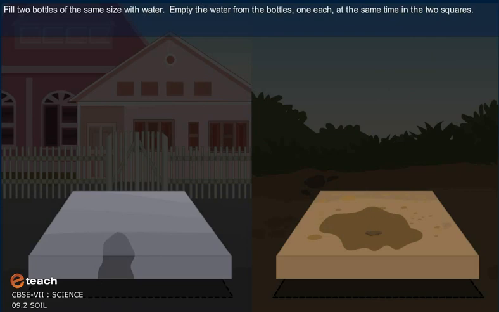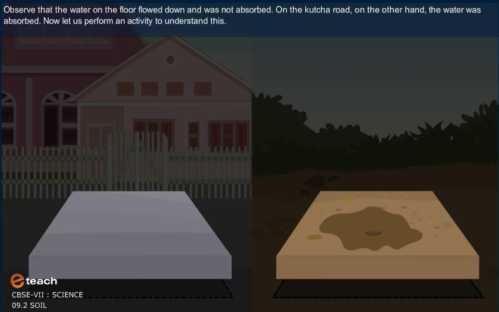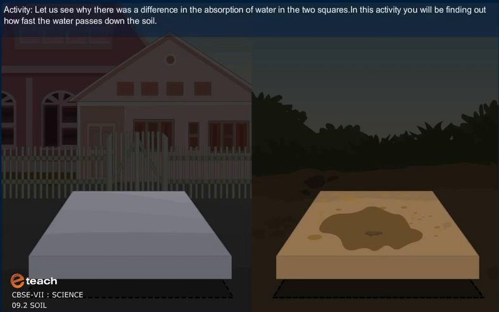Observe that the water on the floor flowed down and was not absorbed. On the kacha road, on the other hand, the water was absorbed. Now let us perform an activity to understand this. Activity. Let us see why there was a difference in the absorption of water in the two squares.